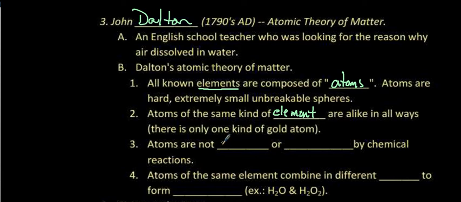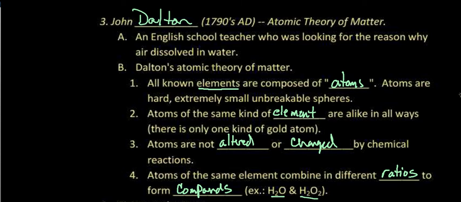Atoms are not altered or changed by chemical reactions. The chemical reactions don't do anything to the atoms themselves. And atoms of the same element combine in different ratios to form compounds. For example, hydrogen and oxygen can combine to make H2O, and they can also combine to make H2O2, which is peroxide, which if you see a very, very bleached blonde person, they may have some familiarity with that.